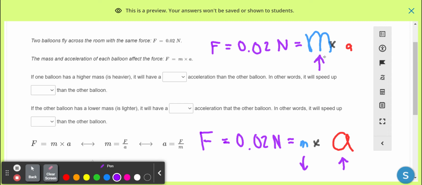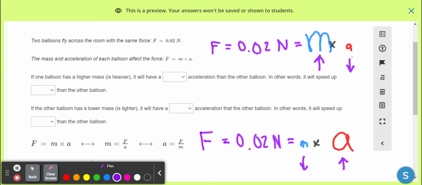A bigger mass is going to mean a lower acceleration. This is something that we observe with inertia. If you have a big, heavy object, it's hard to get it moving faster and faster. If we are applying the same force to it, it's not going to be accelerating as much as a light object, which is very easy to get moving.